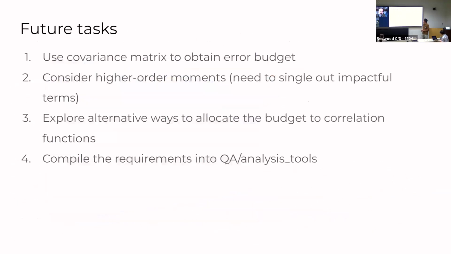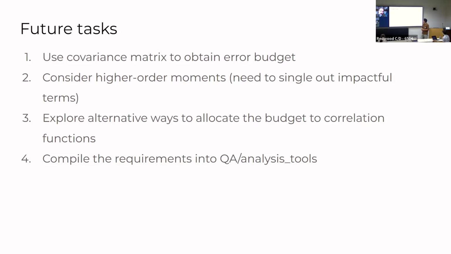I just want to mention a few future steps we want to take on improving this model. So we want to use the covariance matrix to obtain the overall budget. You might want to consider higher moments. In my previous work, I showed that for HSC, if you look at the fourth moment, which is sensitive to a slightly outer skirt of the PSF, you'll find additional additive bias to shear. So we want to test that for Rubin.